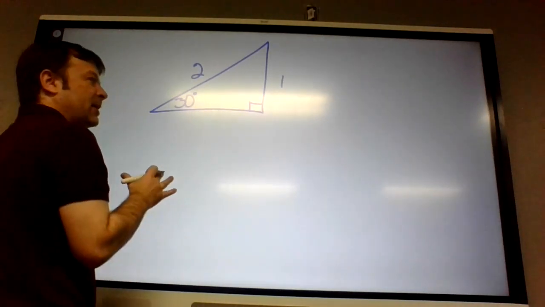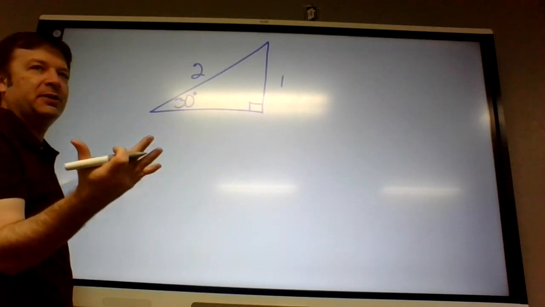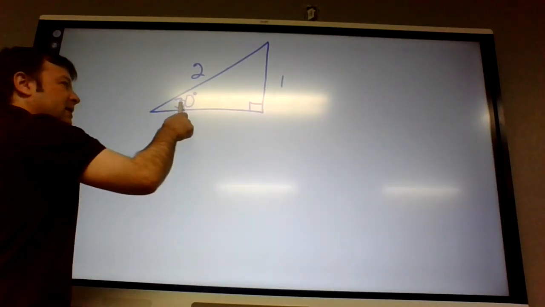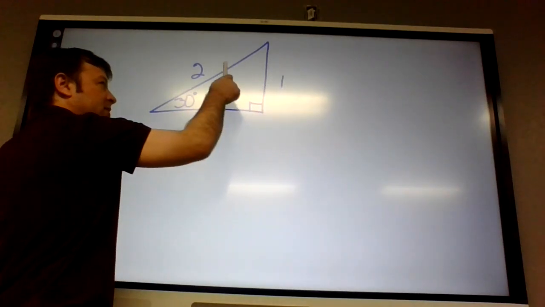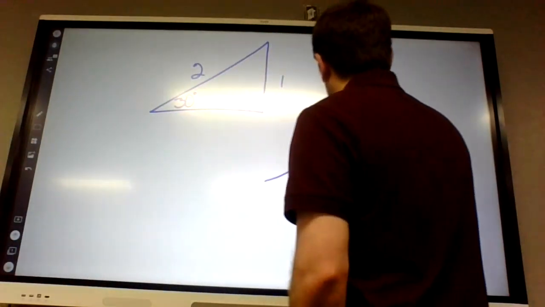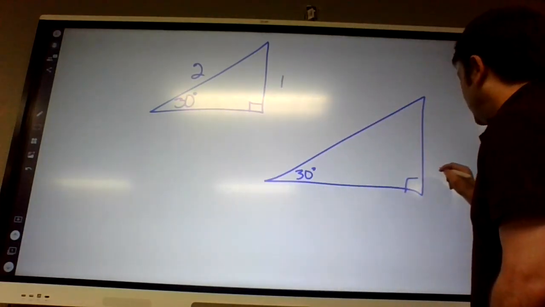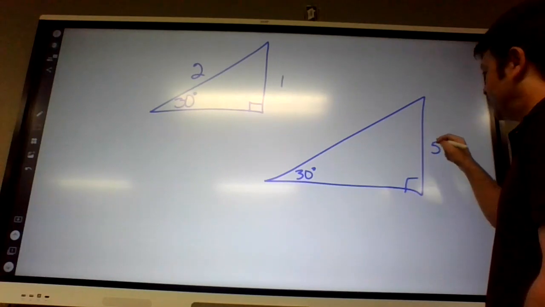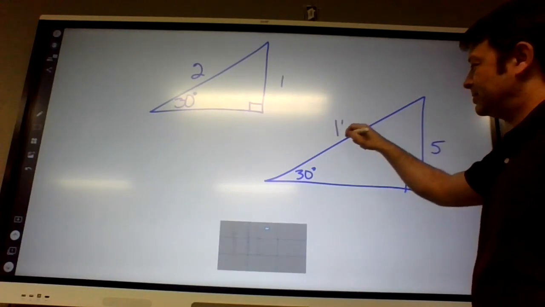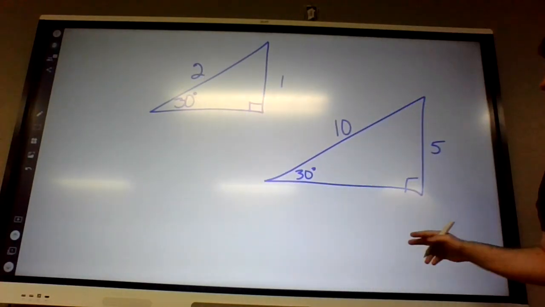Okay, so they recognized that in every right triangle that has a 30-degree angle, this kind of goes with the similar triangles that we did last chapter, every time this is a 1, this is a 2. Or if you had a different triangle that was 30 degrees, and this is 5 long, guess how long this is going to be? 10. They found out that they had that relationship every time.